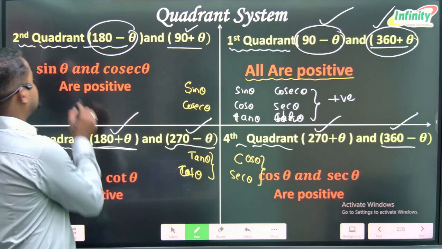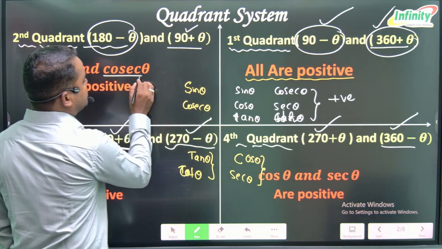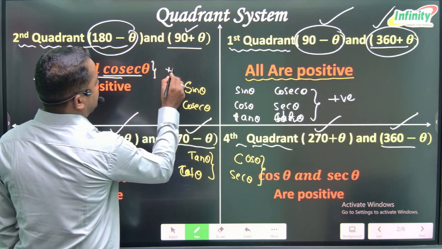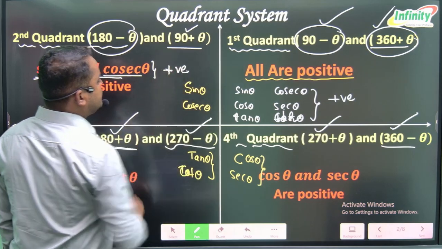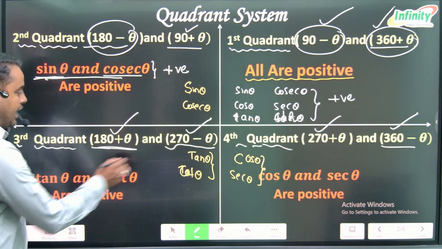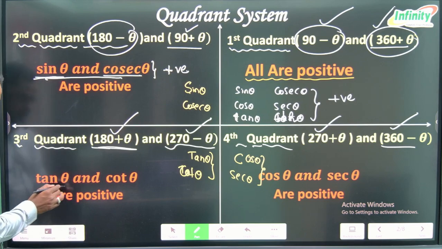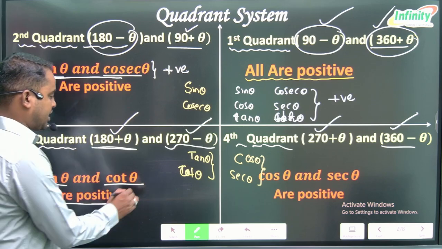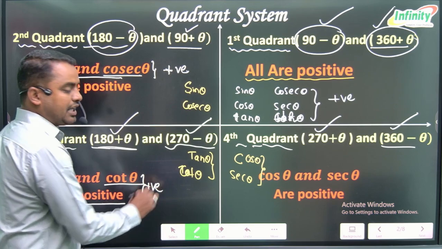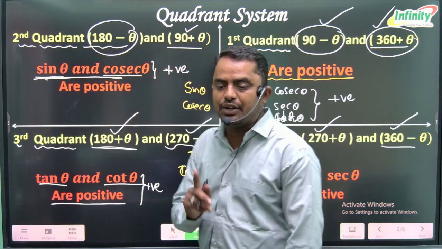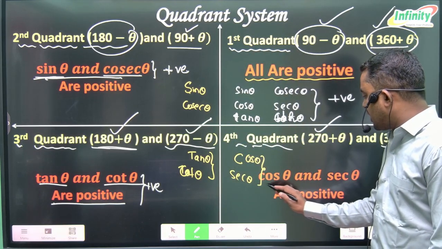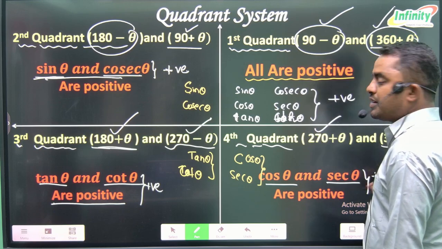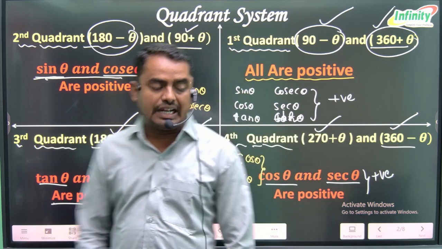Whereas in the second quadrant only sin theta and cosec theta are positive. Only these 2 functions are positive here. Remaining are negative. And in the third quadrant tan theta and cot theta are positive. Remaining 4 functions are negative. And in the fourth quadrant cos theta and sec theta are positive, and the remaining trigonometric functions are negative.